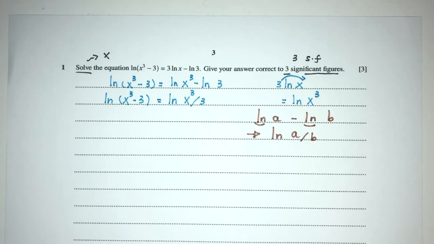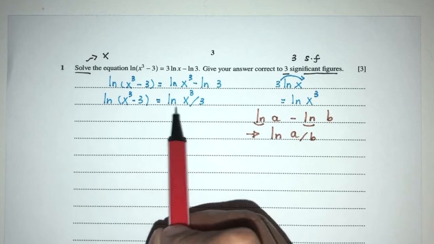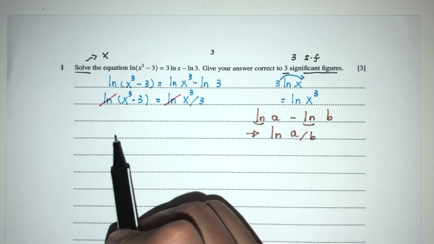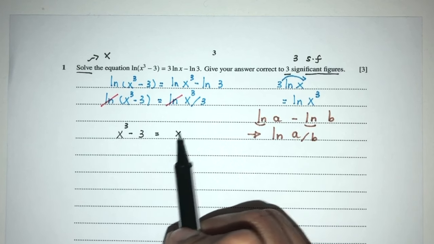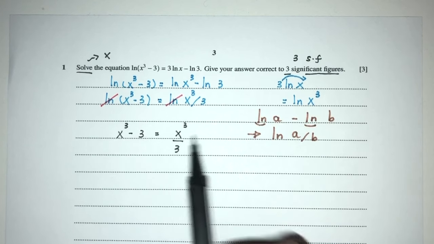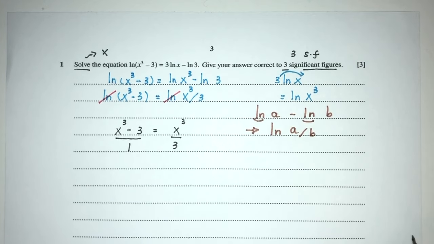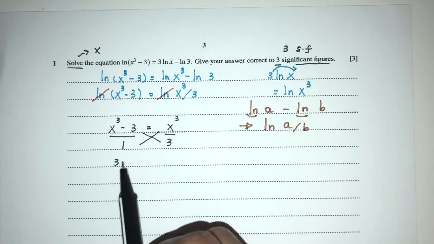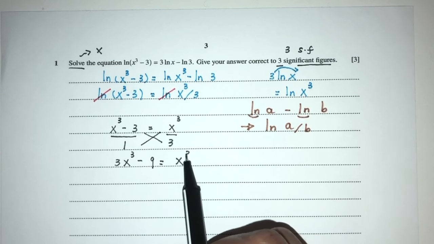Now something we realize here is that because we have ln on both sides, they're the same thing, right? We can cancel them out. That's something we can do to simplify this equation. The next thing, let's say we have this now. We have x power 3 minus 3 is equal to x power 3 over the value of 3. Now what is this? This is basically the same thing over 1. Now, the following thing we can do is we can just simply cross multiply, right? You will have 3 x power 3 minus 9 is equal to x power 3.